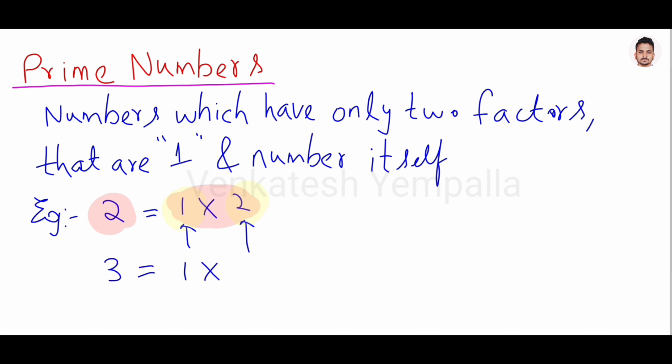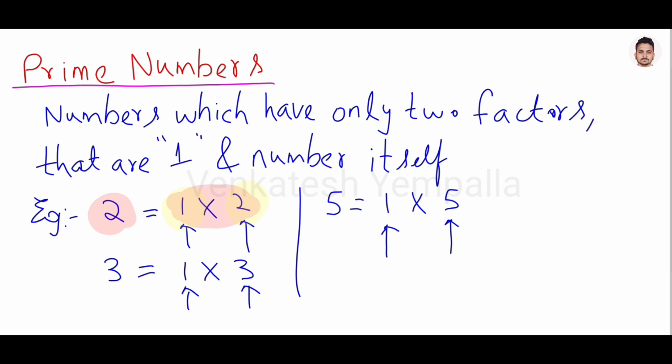We will see another example, 3. For 3, what are the factors? 1 and 3. Here also the same thing comes: 1 and the number itself. We will take one more example, 5. For 5, the factors are 1 and 5. Same here: 1 is one factor and the number itself is another factor. So I hope you understand what prime numbers are. When we do a factorization of a prime number, we will get only two numbers.